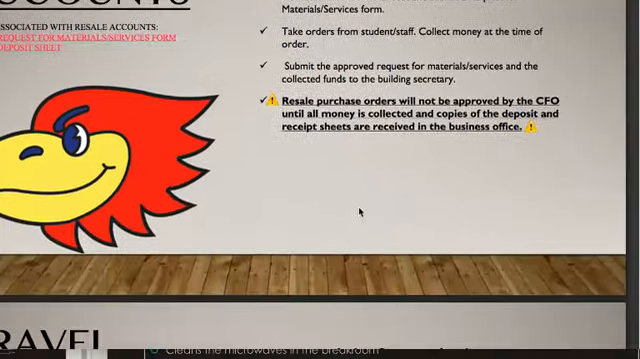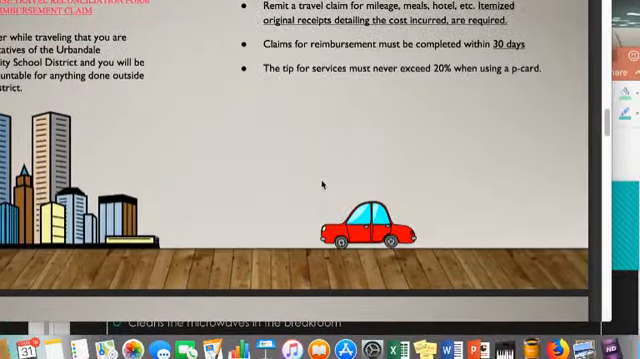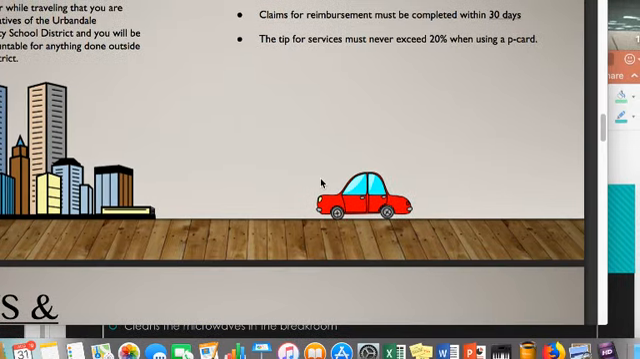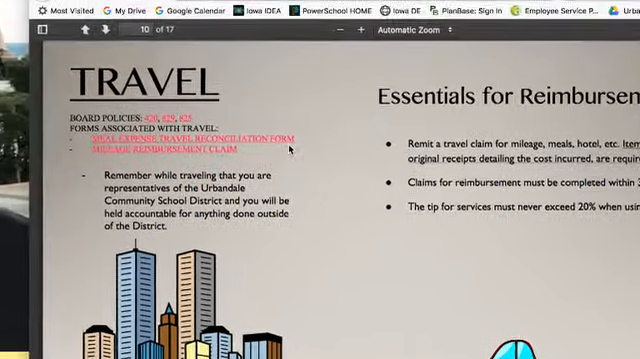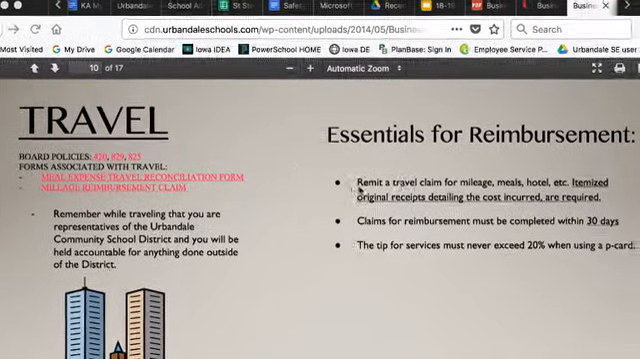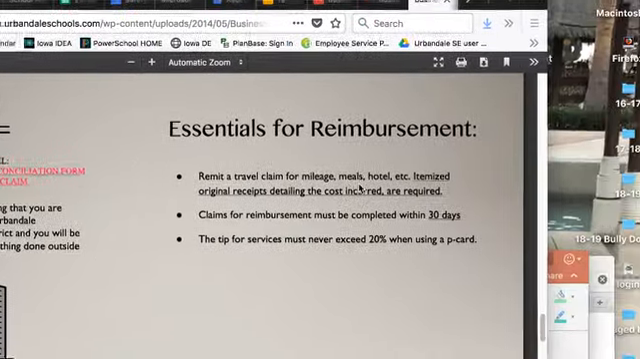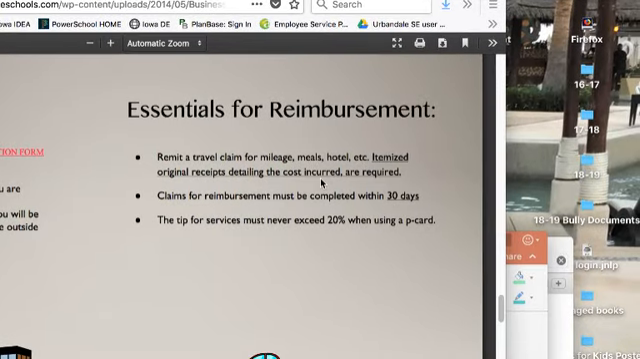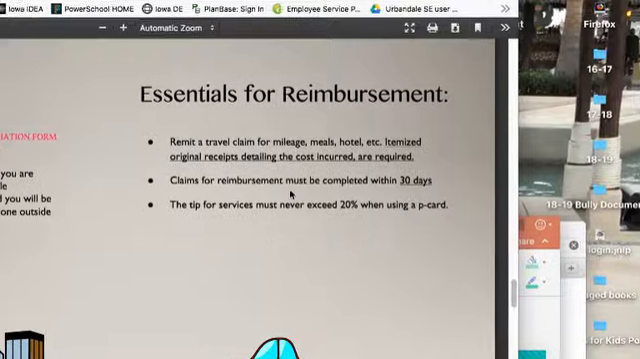Again, that's mainly for PTO. So this is one that relates to anyone who is traveling, anyone who gets approved through teacher quality money for traveling to a conference. So you must complete this form. Mileage, meals, hotel. You must keep itemized receipts for anything that is incurred.